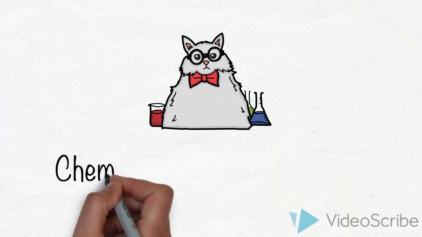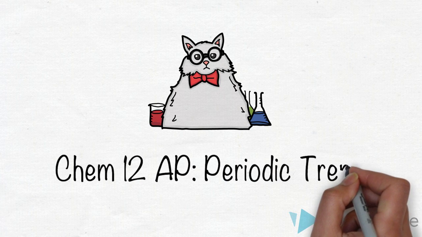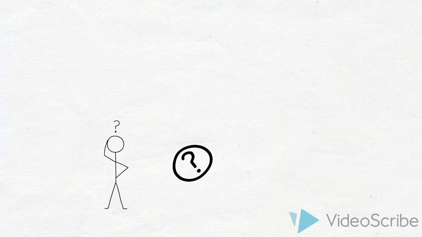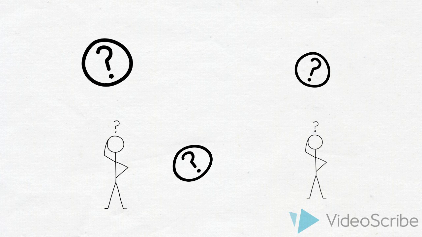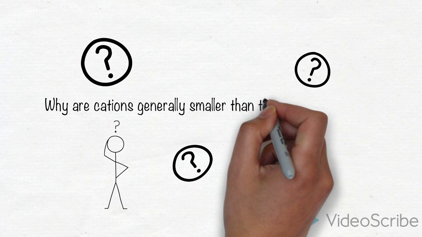Chem 12, AP, periodic trends. Ding. Not all ions are created equal. Some ions are smaller than their parent atoms, but some ions are bigger. Why is that? Today, we are going to explore why one type of ion, called a cation, is generally smaller than its parent atom.